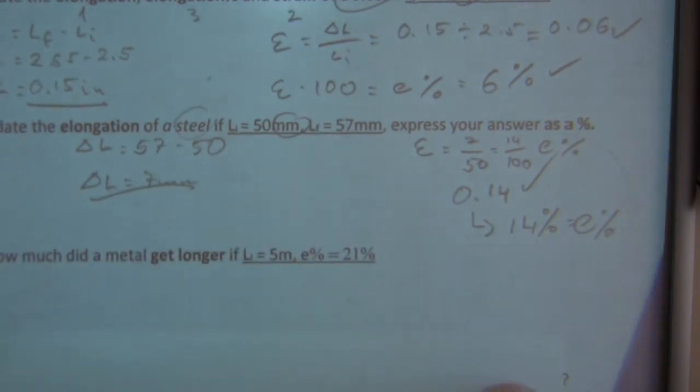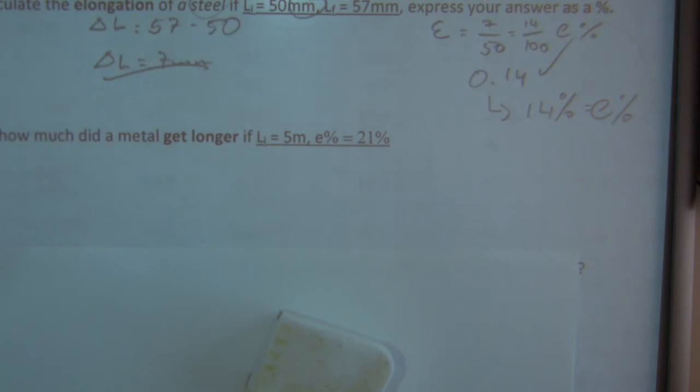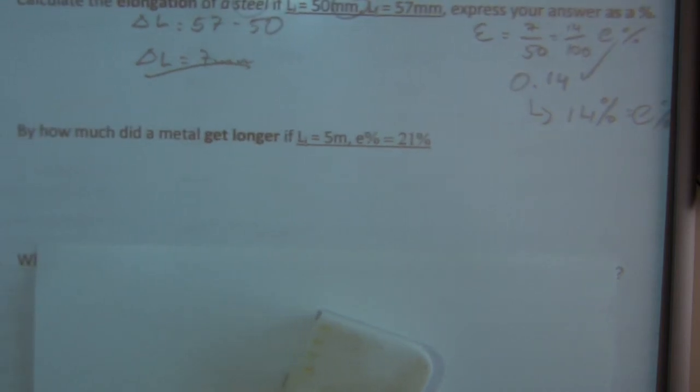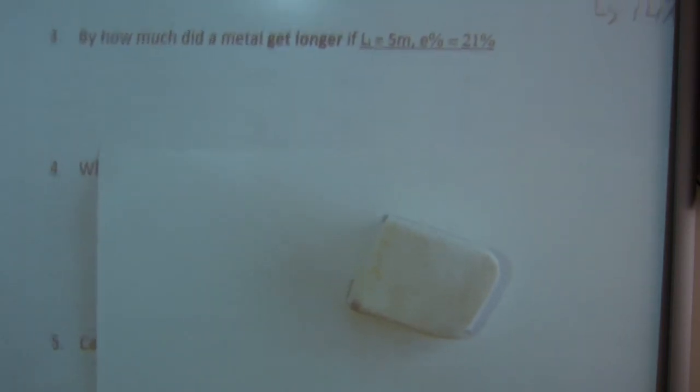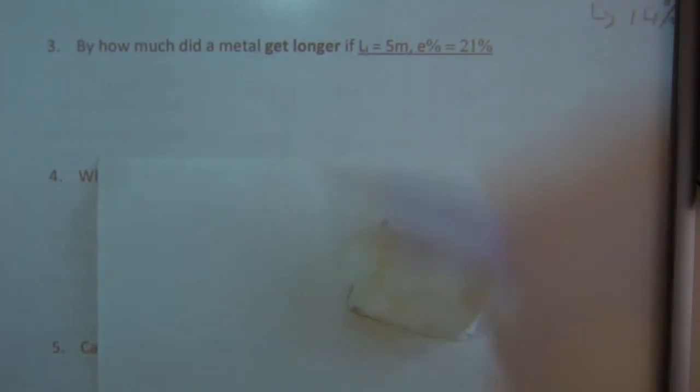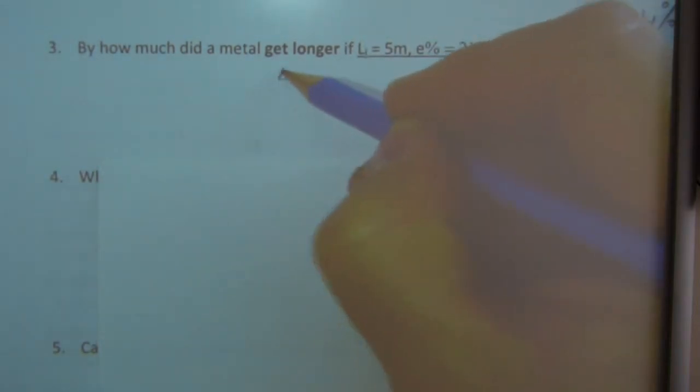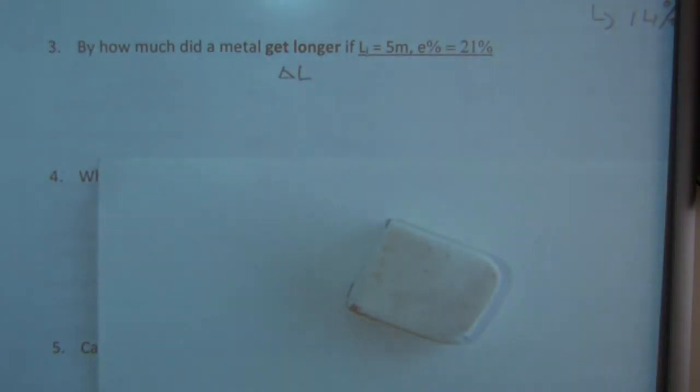Now the next one is a little bit more complicated. By how much did the metal get longer? In the sentence, get longer implies the word elongation or deformation. It doesn't say that word for word, like calculate elongation. It just says get longer, but get longer means elongation.